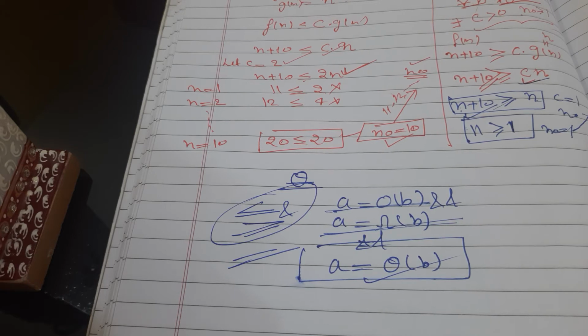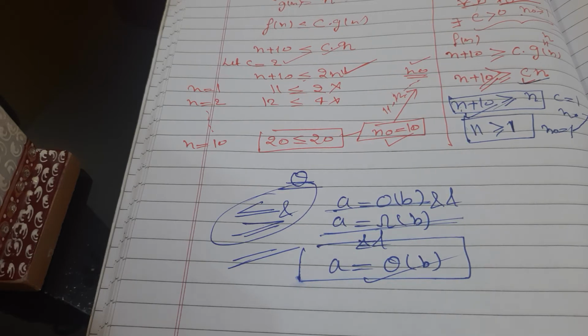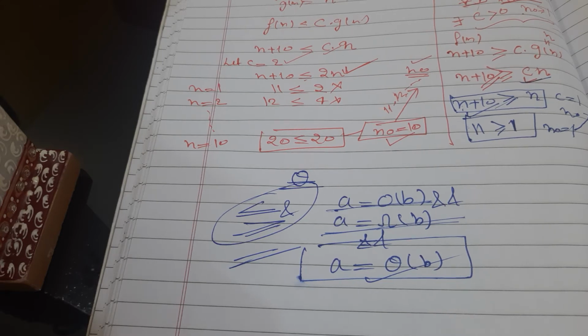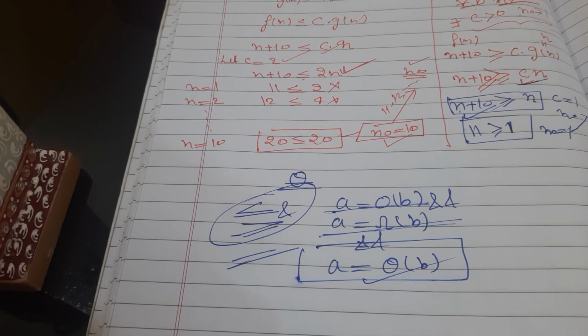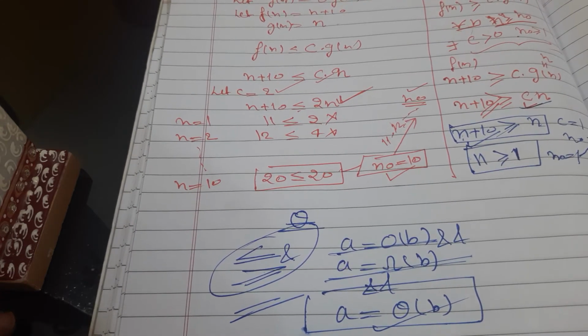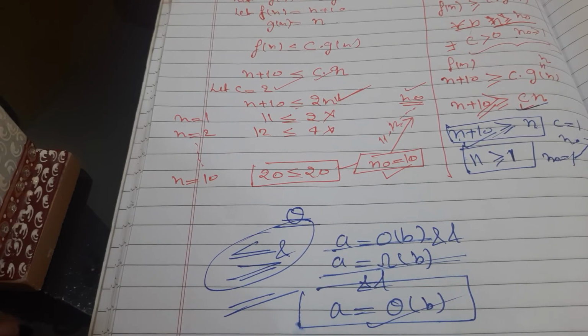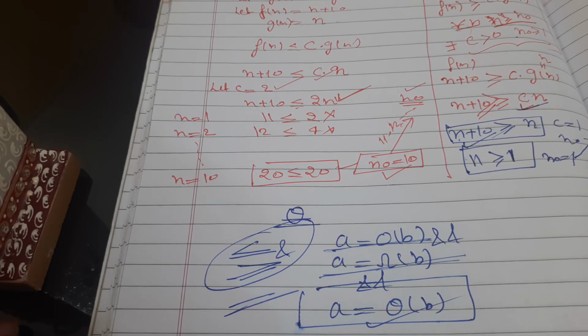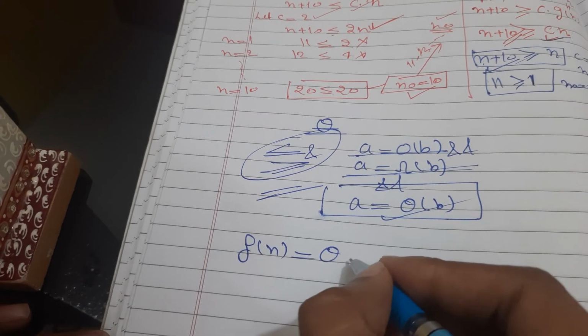Do you understand or not? If and only if means the relation holds true on both sides. If and only if relation means it holds true on both sides. So the definition of theta notation is like this: f of n is theta of g of n.